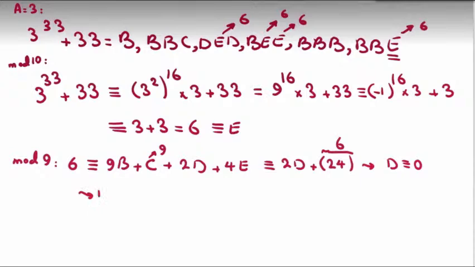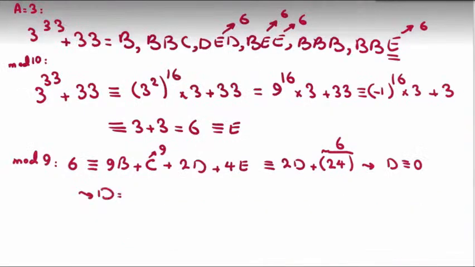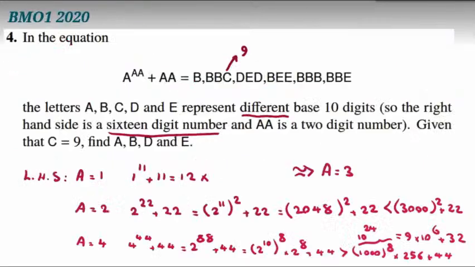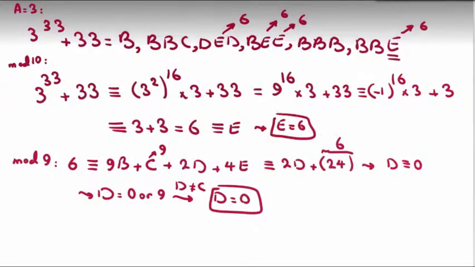But because the problem says these represent different base 10 digits, and we know we had one digit that was 9, what digit? C was 9. D is not equal to C, so D is 0. So we found, so far, D is 0. We found that E is 6. We found A is 3. So what is left? B.